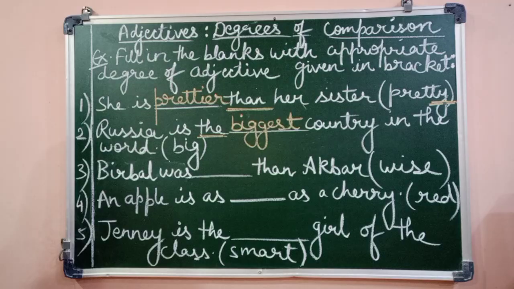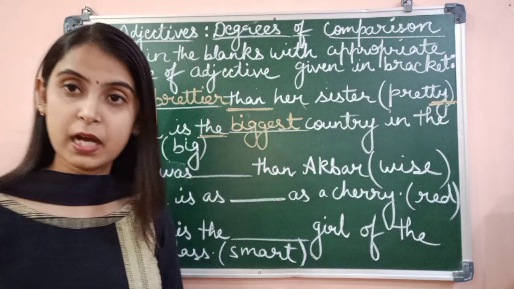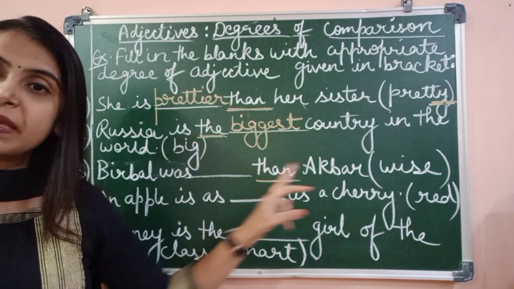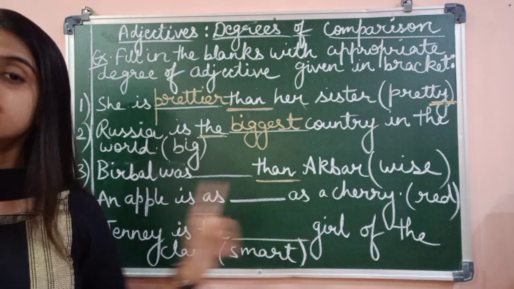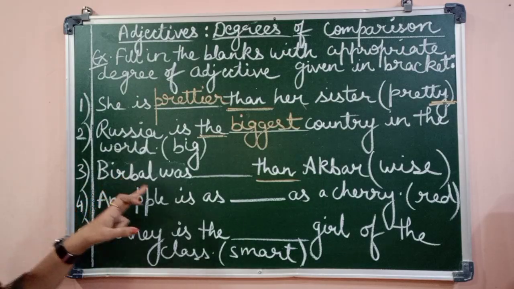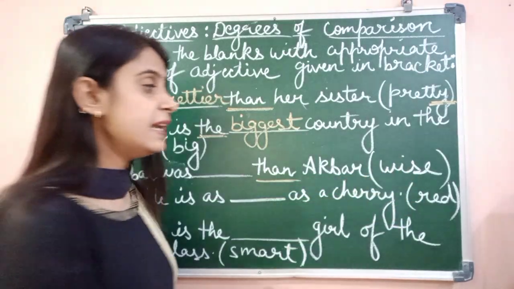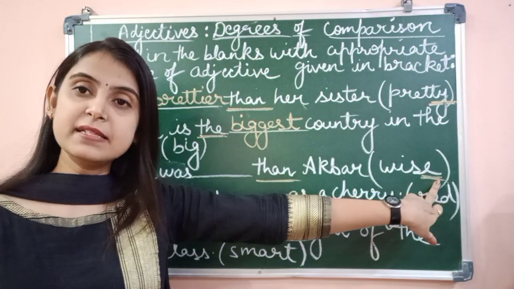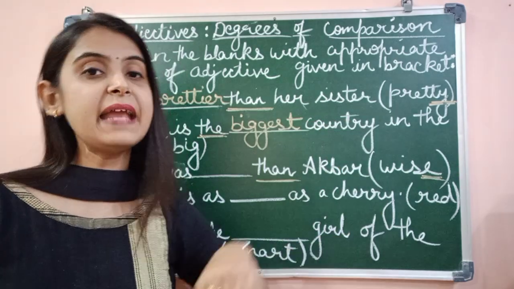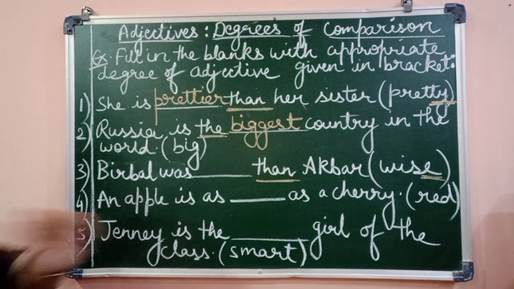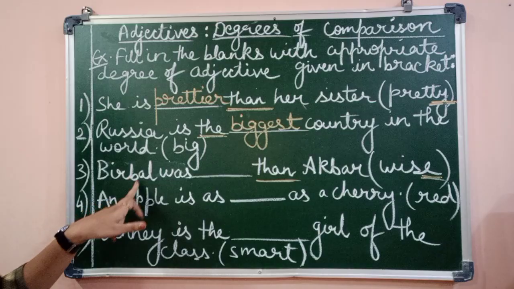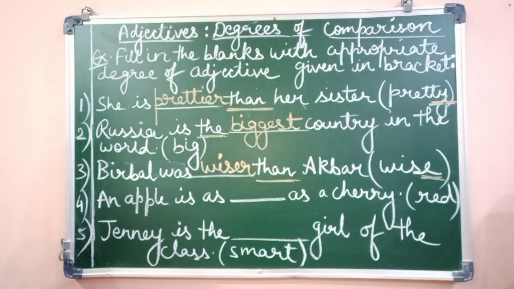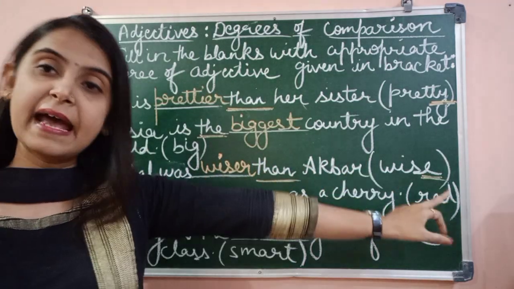Then third sentence says, Birbal was dash than Akbar. Now here children, than is used. Than again shows comparison of 2 people, Akbar and Birbal. We are comparing, right? So wise, the adjective wise, it ends in E. We have learned in the rules that if an adjective ends in E, simply we put R and ST to make comparative and superlative. Here we want comparative degree. So Birbal was wiser. The comparative of wise will be wiser. Birbal was wiser than Akbar.